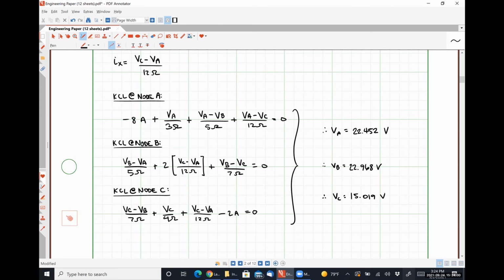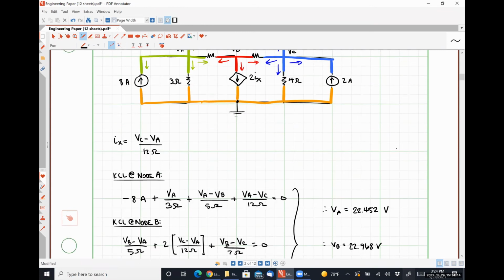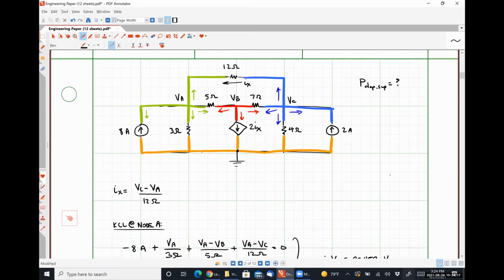All right. Have we finished solving the problem? No, because none of these are the power supplied by that dependent source. Right? So I'm going to scroll up here. Now that I know what all of those nodal voltages are in our circuit, how might I go about figuring out what that power supplied by the dependent source is? I'm going to squeeze it in here and wind up writing an equation.